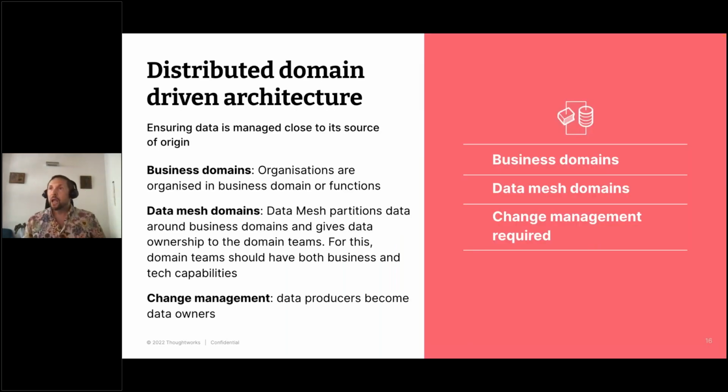So domains. Since data mesh is very focused on bringing business value, data mesh partitions data around business domains and gives data ownership to the domain teams. Whereas before everyone was responsible for all of the data, now only specific people are responsible for specific domains, and therefore they are only responsible for their part of the data. Of course, they can understand all of the data around them, but they're specialists and very much the owners of this data.